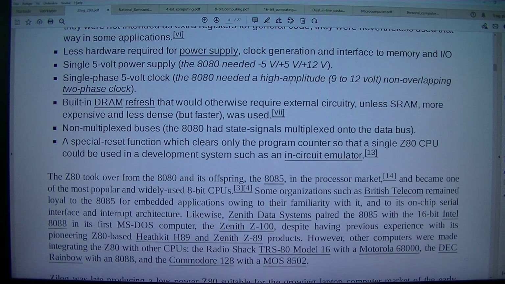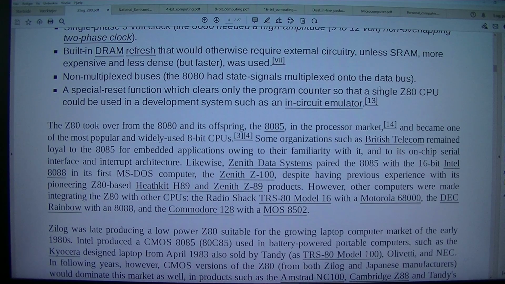Less hardware required for power supply, clock generation and interface to memory and I/O. Single 5-volt power supply. The 8080 needed -5V, +5V and +12V. Single-phase 5-volt clock. The 8080 needed a high amplitude, 9 to 12 volt, non-overlapping two-phase clock. Built-in DRAM refresh that would otherwise require external circuitry, and less SRAM, more expensive and less dense, but faster, was used.